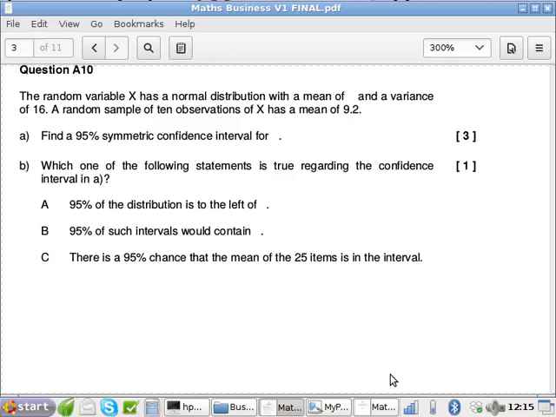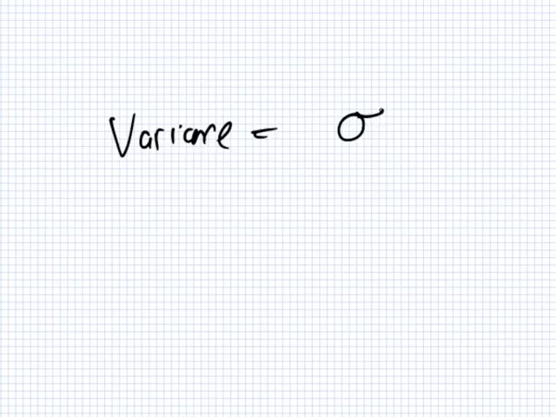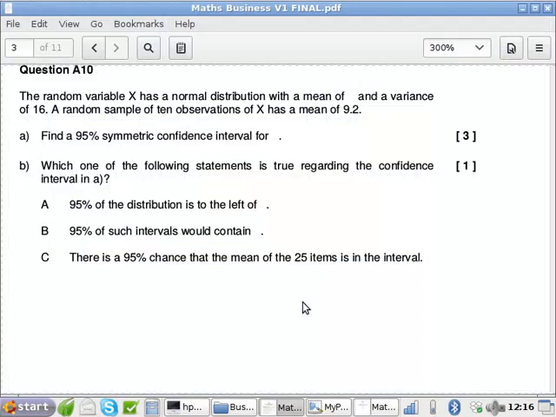Now, engineering students, this word here, variance. And business students, this word variance. Does anyone remember what it is? Variance just means standard deviation squared. So if it's 16, then what's the standard deviation? It's 4. That's all. Okay? Right, try this.